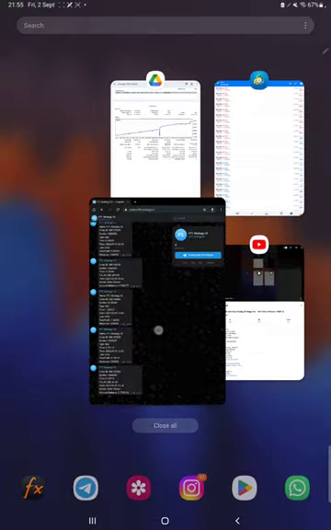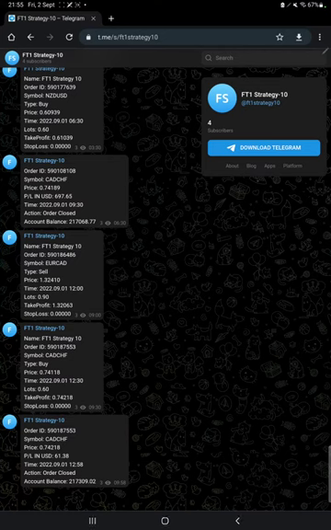and MT4 to Telegram is also connected with this strategy, so we can stay updated on each trade we have taken by following this channel, FT1 strategy 10. Each order can be verified with its order ID, how much lot size we have traded, and how much profit and loss we have booked.